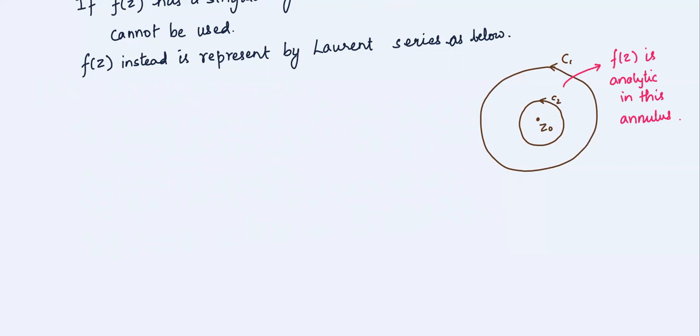So now we will choose a closed path circulating this z naught, and this is the path C that we choose. Okay. Now keeping this in mind, we will define the Laurent theorem.